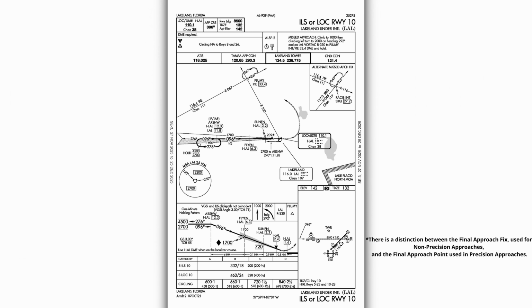Precision approaches such as an ILS use a jagged arrow to mark the definition of the final approach fix, and basically this is just the point where you intercept the ILS glide slope. Non-precision approaches, such as a localizer, VOR, LNAV, or NDB, use a Maltese cross for the final approach fix. At this point, you should start descending to the minimum descent altitude. These two icons are often, but not always, co-located, so take care to follow the icon that fits the type of approach you're flying.